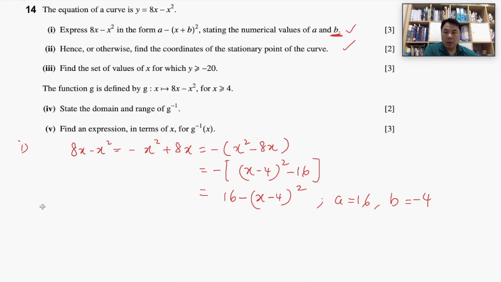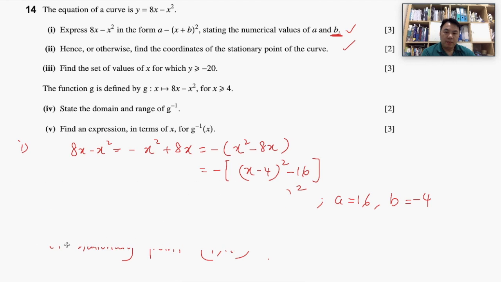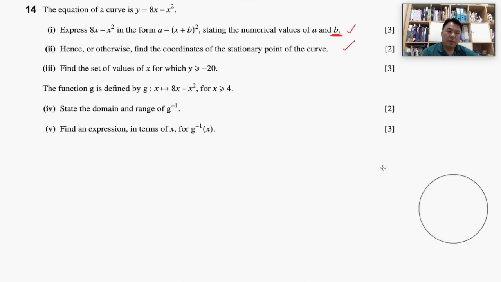Hence or otherwise determine the stationary point. Now to find the stationary point, we will let x minus 4 equal to 0. That leads us to 4. So when x is equal to 4, the y value is equal to 16. Therefore, the stationary point is (4, 16). That's 1 and 2. I'm going to erase all this. All right, now number 3.